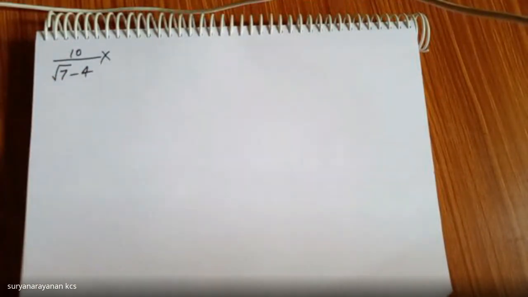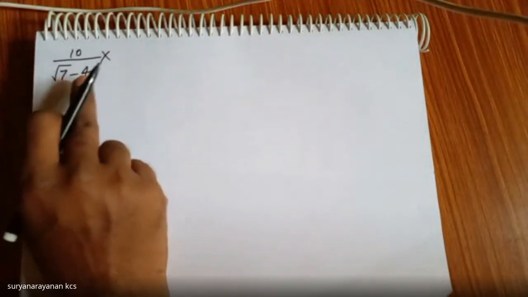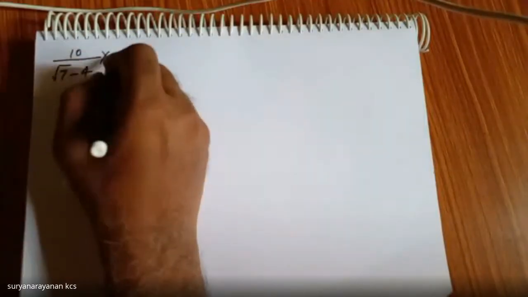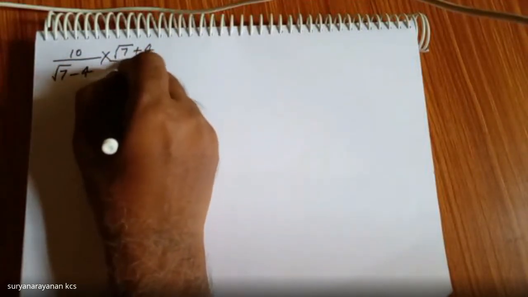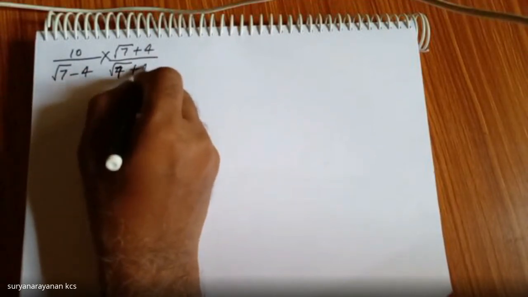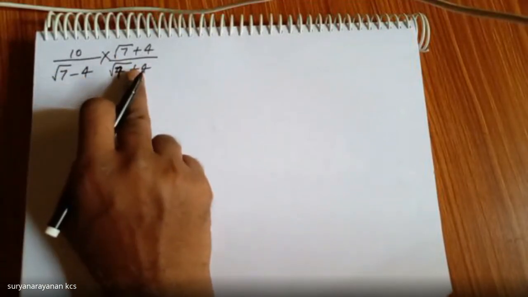Root 7 minus 4. Then what is the rationalizing factor? Yes, my dear Bibina, tell me. Sir, root 7 plus 4. Very good. Yes, you are following the class well. All of you pay attention, my dear children. Previously, I told you, if there is a plus sign, we have to keep it.